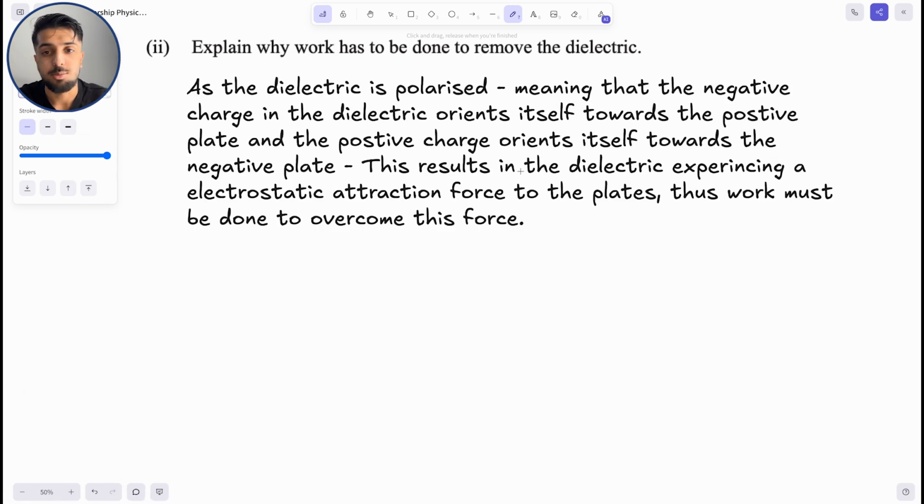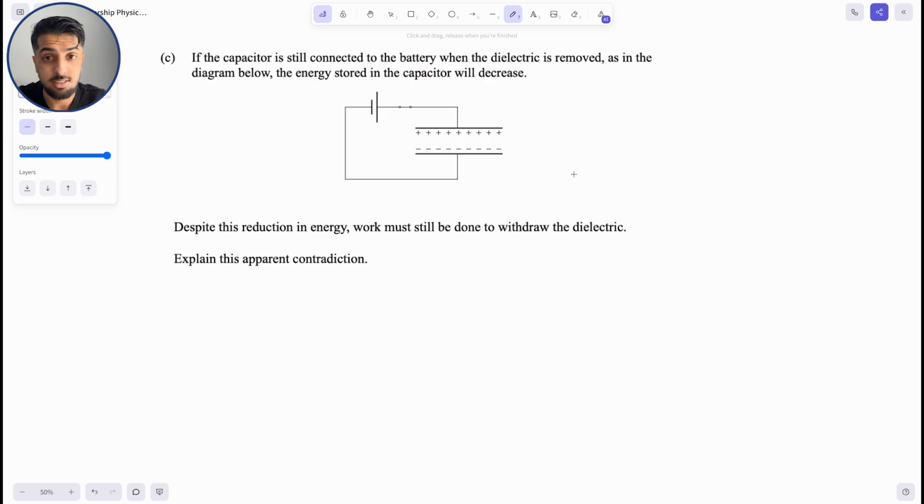As the dielectric is polarized, meaning the negative charge in the dielectric orientates itself towards the positive plate and the positive charge orientates itself to the negative plate, this results in the dielectric experiencing electrostatic attraction force to the plates. Thus, work must be done to overcome this force. If the capacitor is still connected to the battery when the dielectric is removed, the energy stored in the capacitor will decrease. Despite this reduction in energy, work must still be done to withdraw the dielectric.